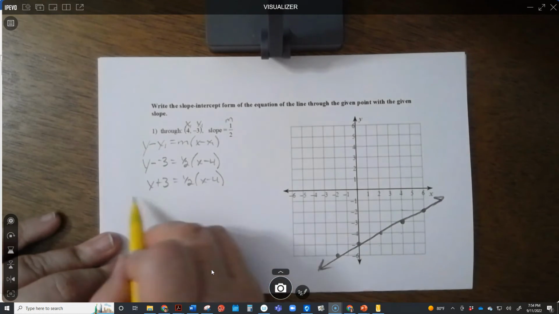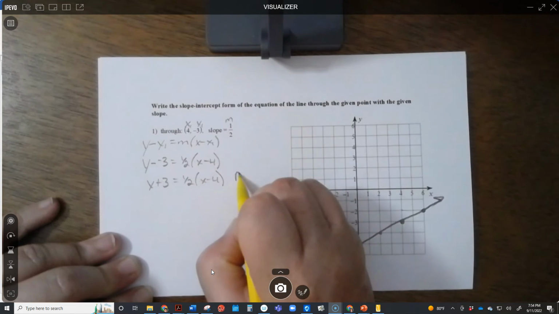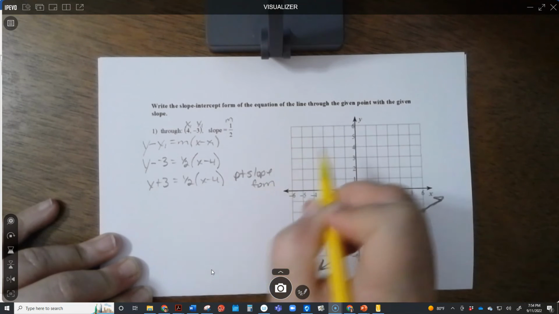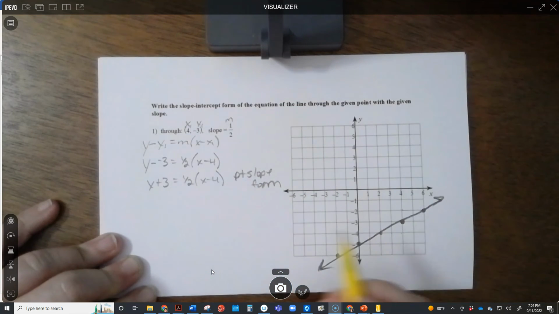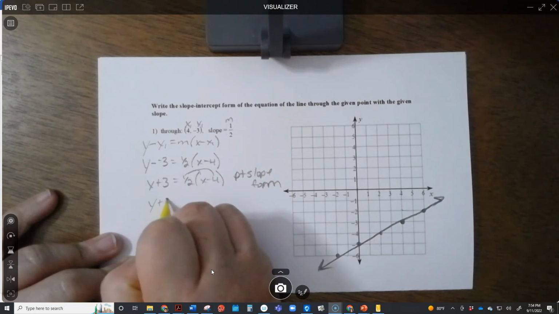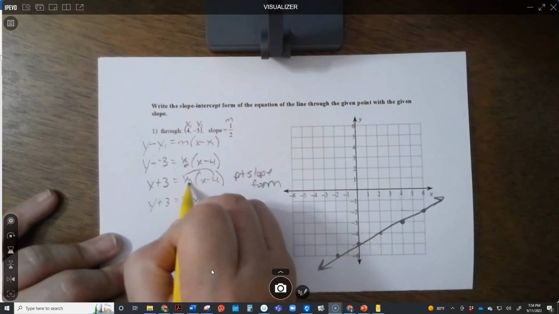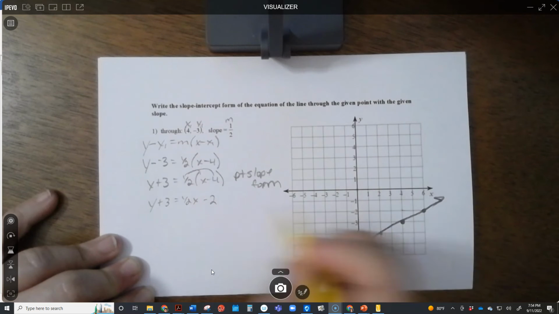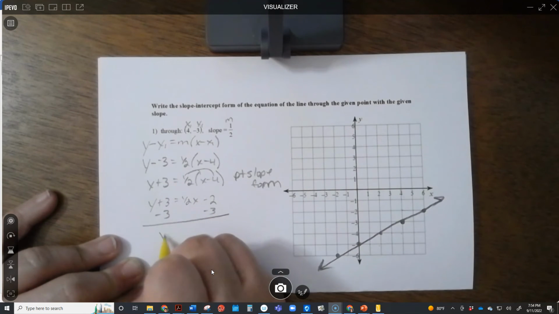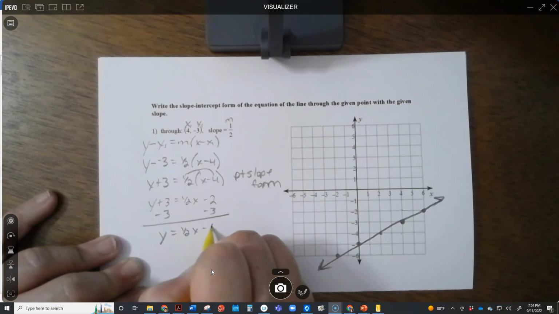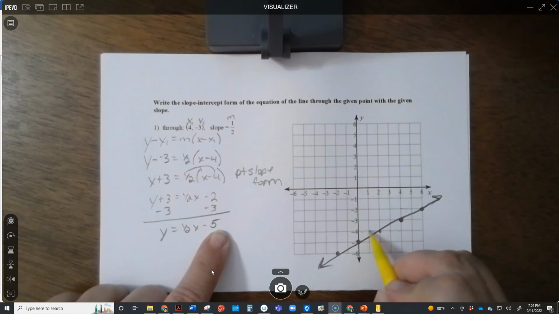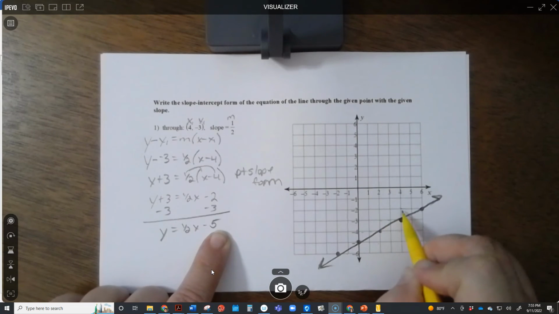What if I want to change this from point-slope form? This is point-slope form. And now I want to change it to slope-intercept. Distribute. 1/2 times -4 is -2. And then move this 3. Should give you the same equation. Go down to -5, rise 1, run 2, rise 1, run 2.